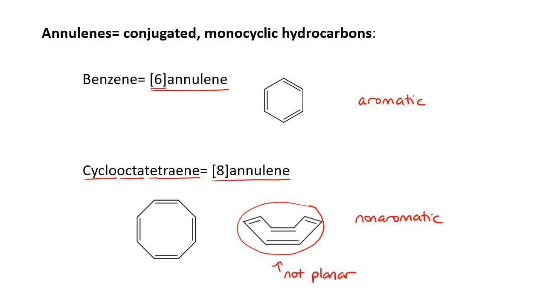And if it's not planar, it cannot follow the criteria for aromaticity, which will make it non-aromatic. In addition to that, we have 8 pi electrons, which does not follow Huckel's rule. So there's a couple of things wrong with [8]-annulene that make it non-aromatic.